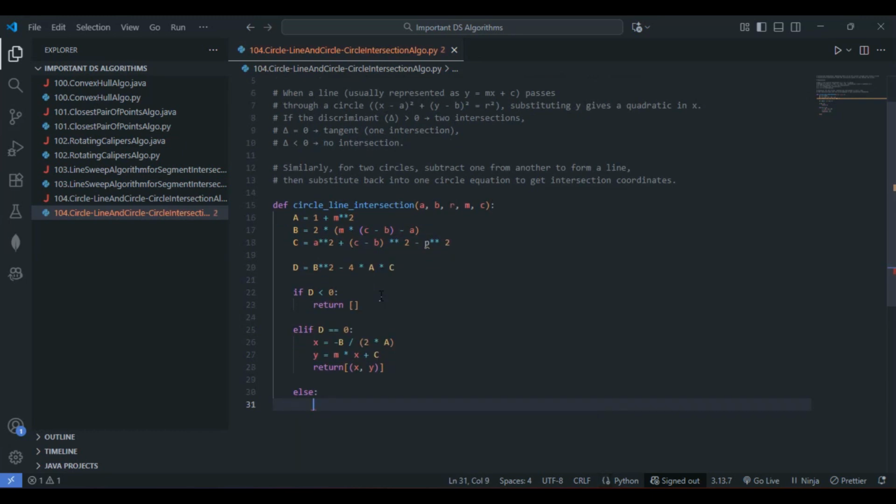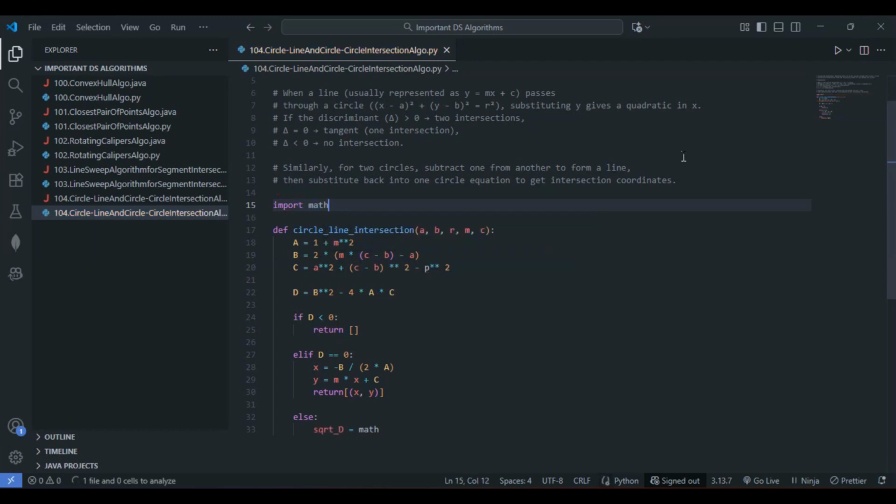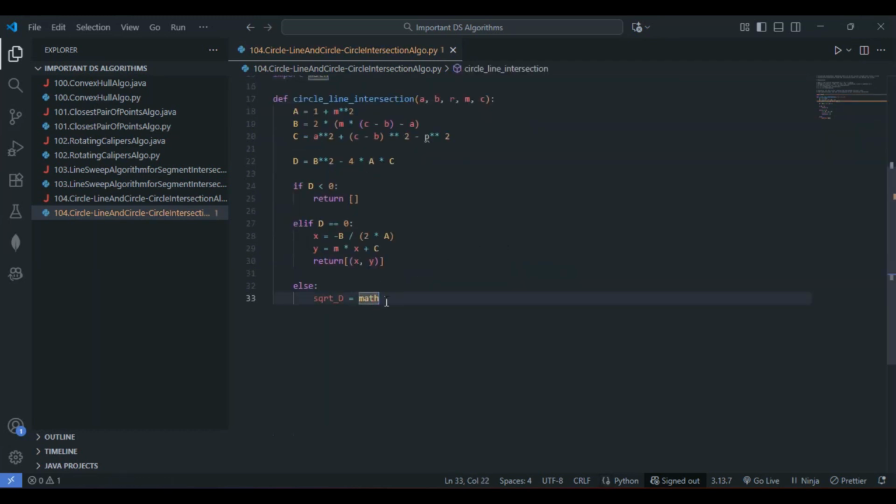Then let's go with the final condition. Else, we have to return two intersection points. I'll go with the square root of d. I should have imported math, so let me import math anyway, because I want to make use of the square root. I'll go with math dot square root of the determinant. Yep, this is fine.